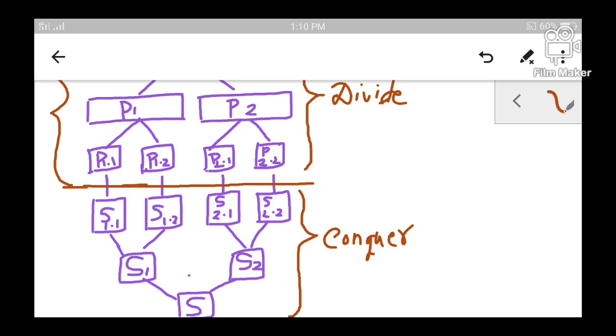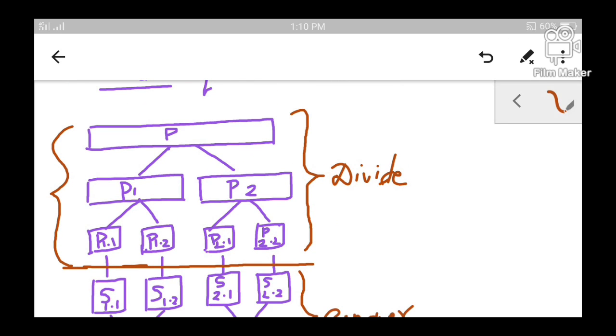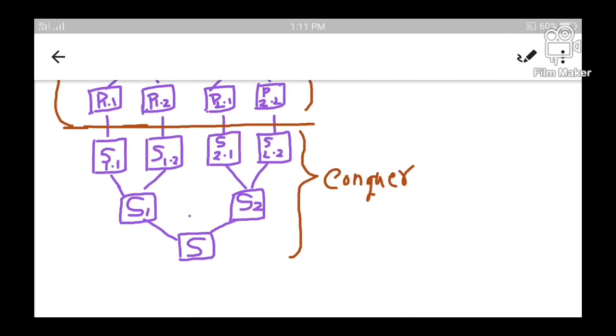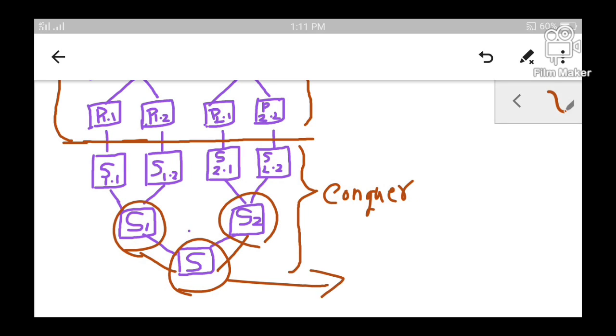Now we know that both P1 and P2 were actually part of P. So the solution of P1 and the solution of P2 can be combined together to get the solution of P. Therefore, S1 and S2, which are the solutions of P1 and P2, can be combined together to get the solution S. And this S is the solution for the actual problem P.